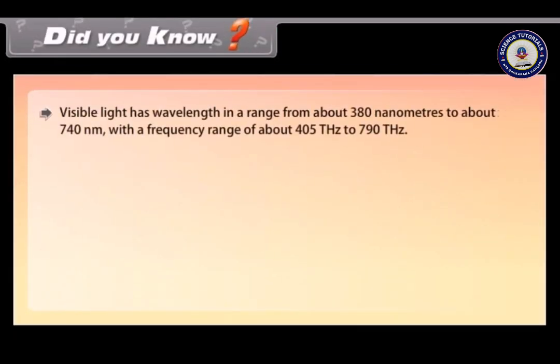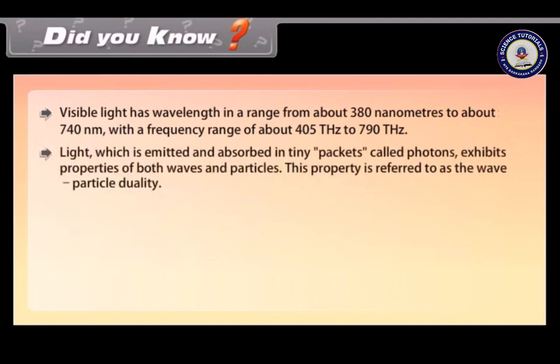Did you know, visible light has a wavelength in a range from about 380 nanometers to about 740 nanometers, with a frequency range of about 405 terahertz to 790 terahertz. Light, which is emitted and absorbed in tiny packets called photons, exhibits properties of both waves and particles. This property is referred to as the wave-particle duality.